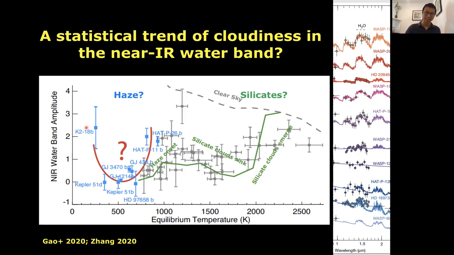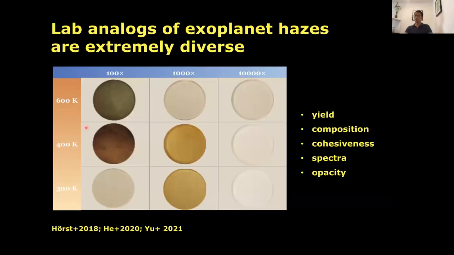So I will use my last slide here to motivate people to do lab experiments. Already the Sarah Hörst lab in the US is doing this, trying different temperatures and different combinations of gases in the atmosphere, and trying to form hazes. You can see these are real sample images: dark, orange, white, with very different production rates, very different composition, very different cohesiveness, and very different transmission spectra. So I will stop here.